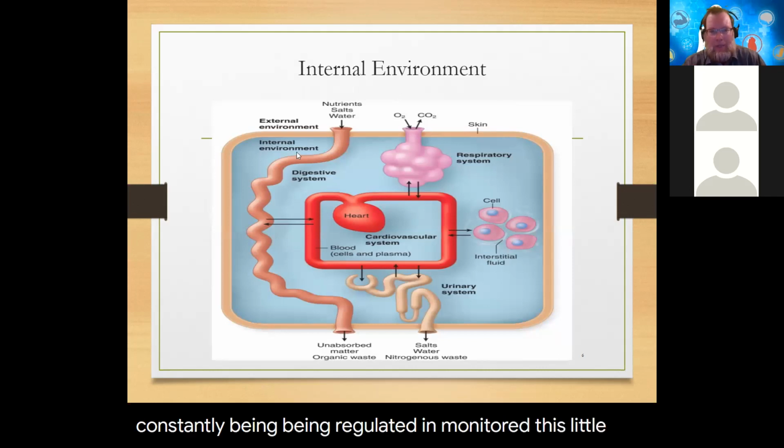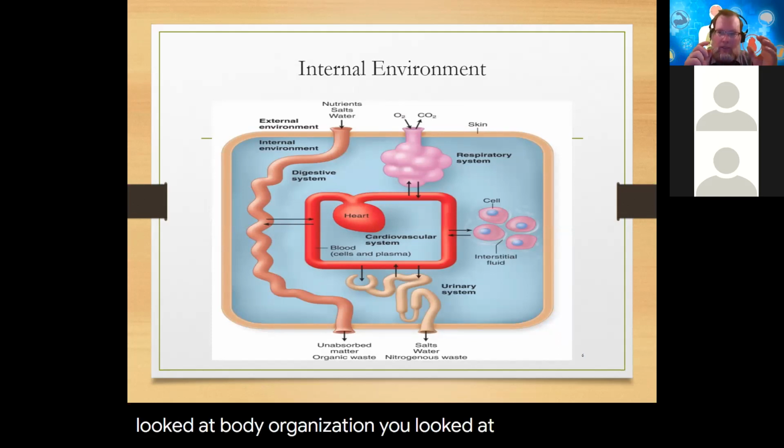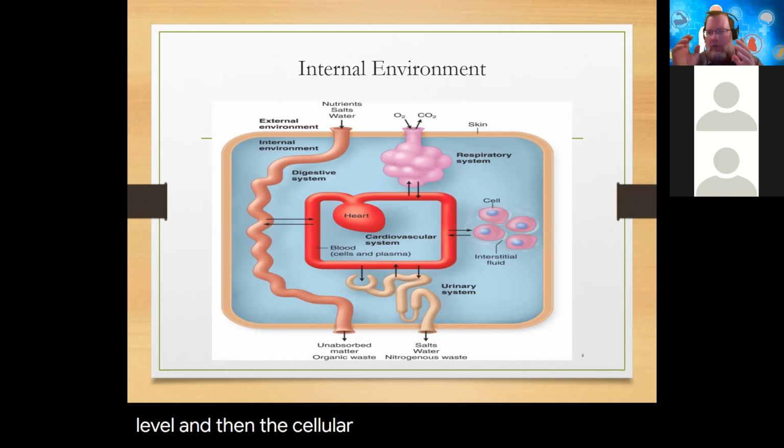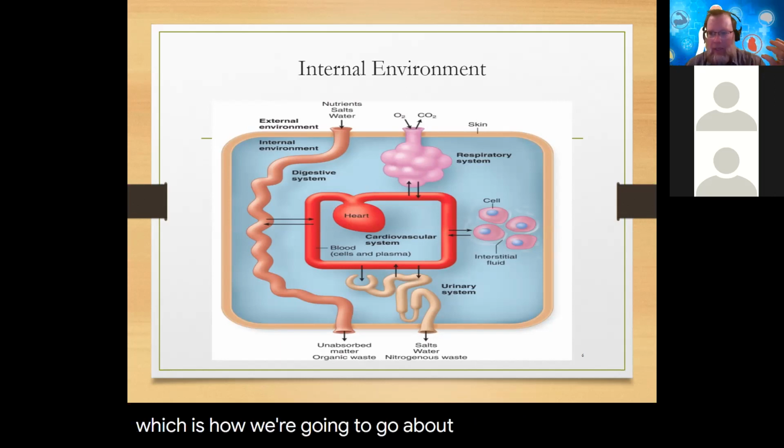This little illustration is showing the internal environment and the external environment kind of coming together, and what's going on, and a variety of different systems working together. I think really the goal of understanding the human body, especially after last week, you guys looked at body organization, you looked at the chemical level, and then the cellular level, and the tissue level, and the organ level, and ultimately the organ systems, which is how we're going to go about studying A&P this semester, is system by system.